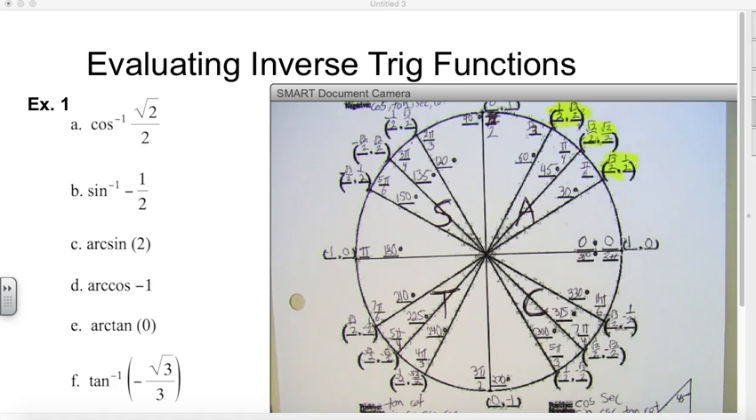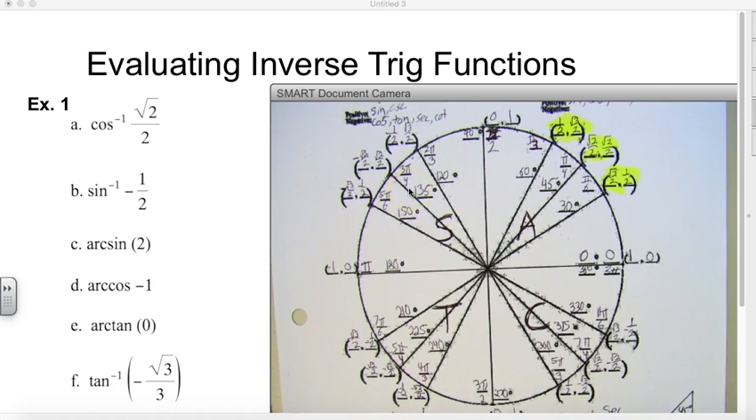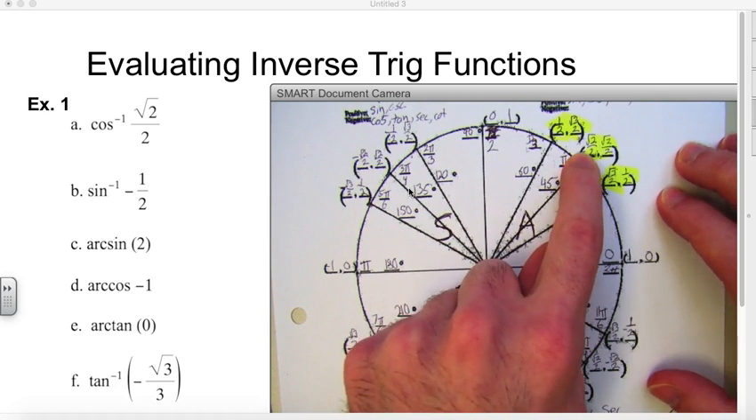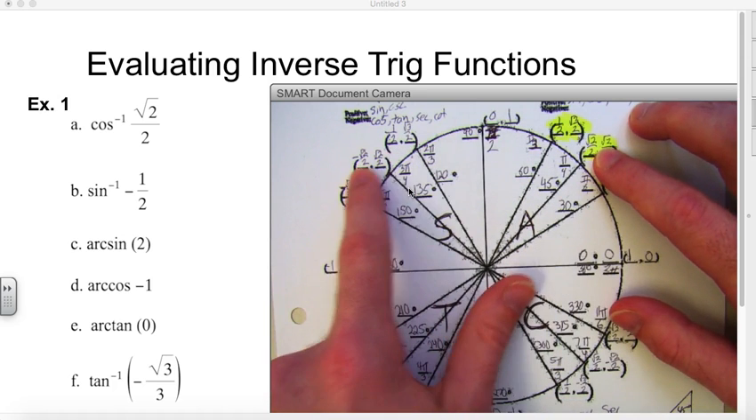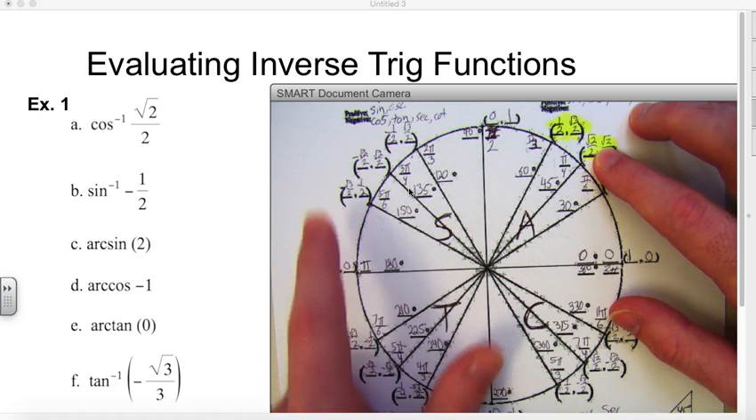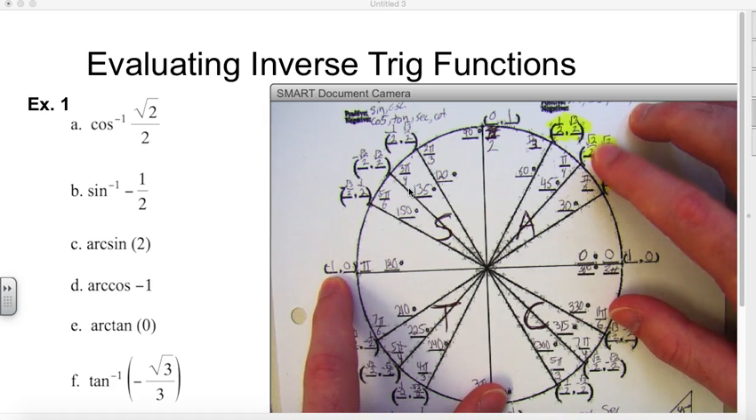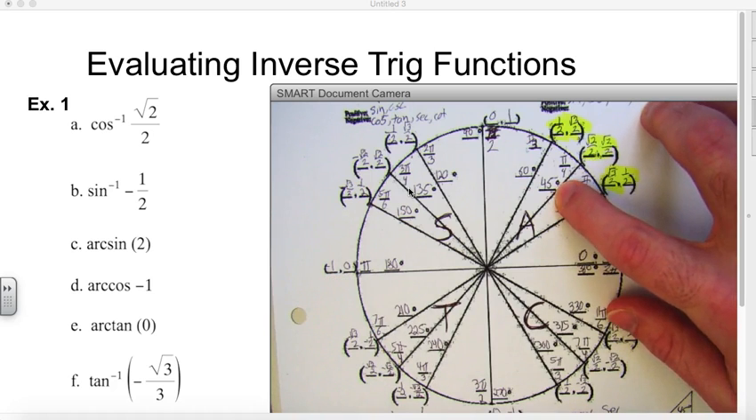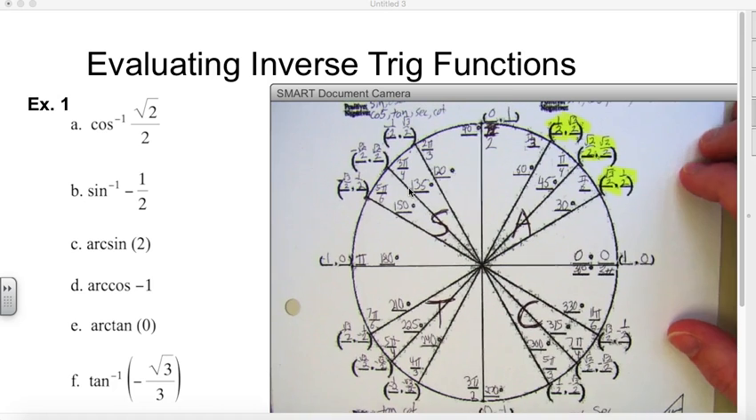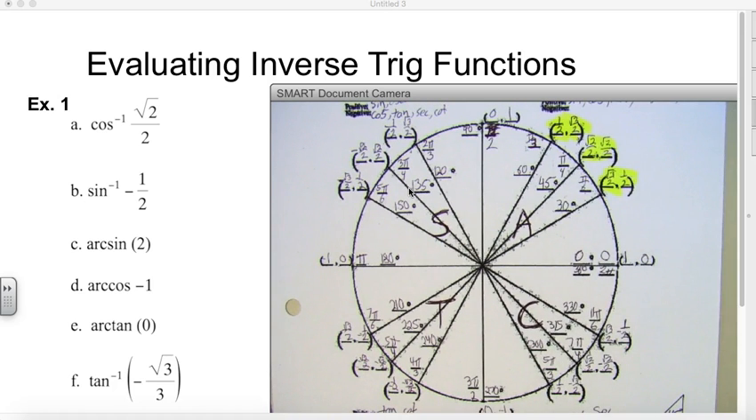All right, so let's do this right here real quick. Arc cosine of square root of 2/2. So cosine is the x coordinate. So find the x coordinate up here that is the square root of 2/2. So if we look at the x coordinates, we got square root of 3/2, square root of 2/2, 1/2, 0, negative 1/2, negative square root of 2/2, negative square root of 3/2, and negative 1. So this is the only one right here that is square root of 2/2, right? So then that tells us what our answer is, the angle 45 degrees. Okay, so for that first one, our answer we would just say 45 degrees. Or if they wanted it in radians, you could say pi/4 radians.